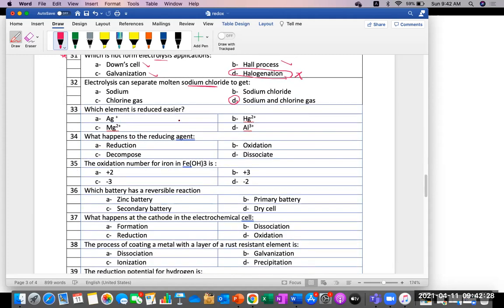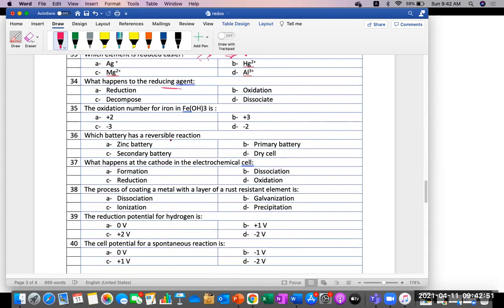Which element is reduced easier? Here this one is missing. You should have the value of the reduction potential for each one of them, and the one with the highest reduction potential should be easier to reduce. I think we have some information missing here. What happens to the reducing agent? The reducing agent will be oxidized.